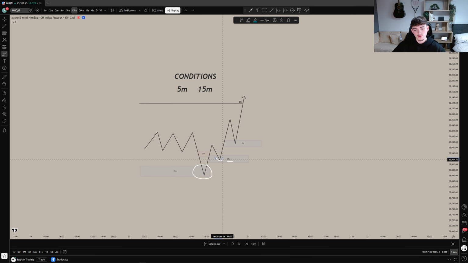So if this holds, then it is a guarantee, or not guarantee, nothing's guaranteed, but it's a very, very high probability that this draw on liquidity is correct and we're going to deliver there. So you are looking to take longs, maybe if we have a 1-minute fair value gap in this leg, to take longs to target that draw on liquidity, or even from here you could just target that from there. Okay, so that's a bit more on conditions. So it's just really a confirmation on whether your draw on liquidity is correct and your bias is correct.